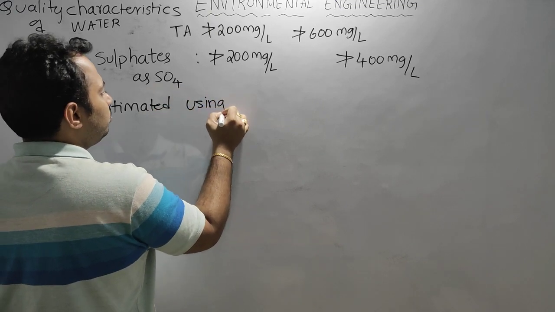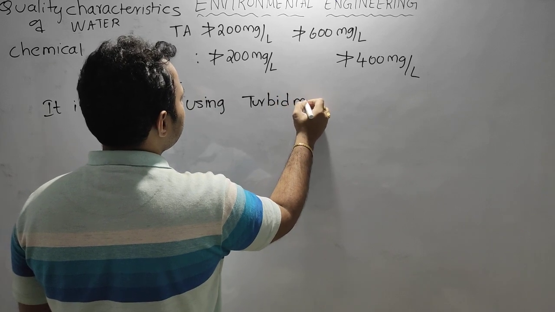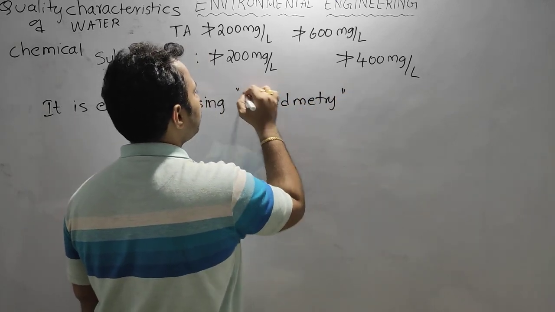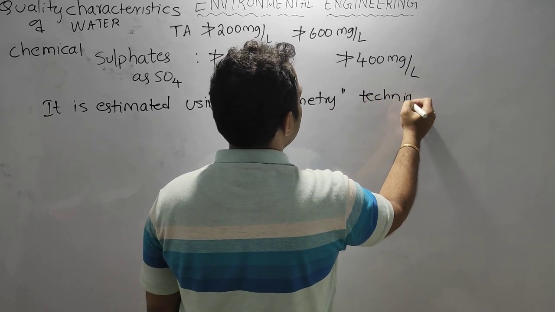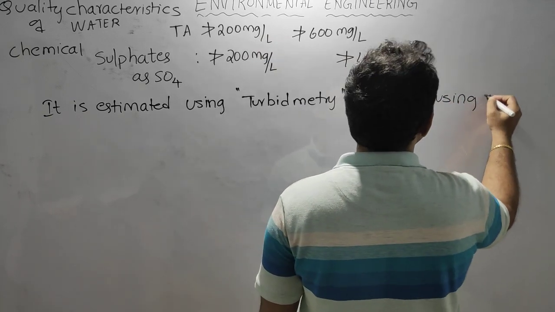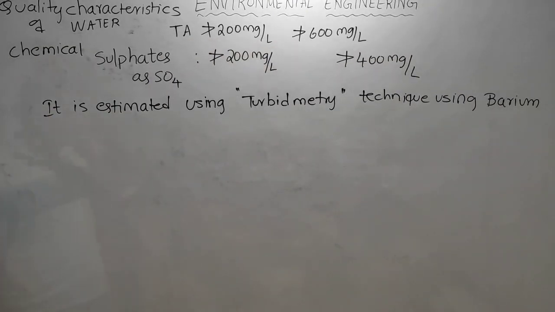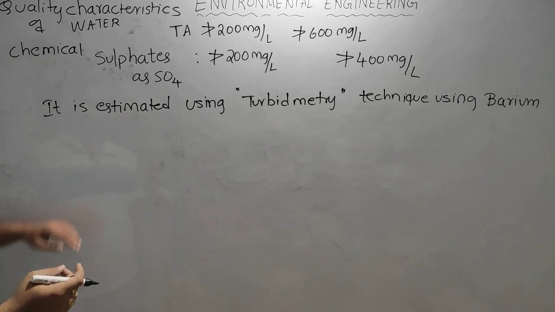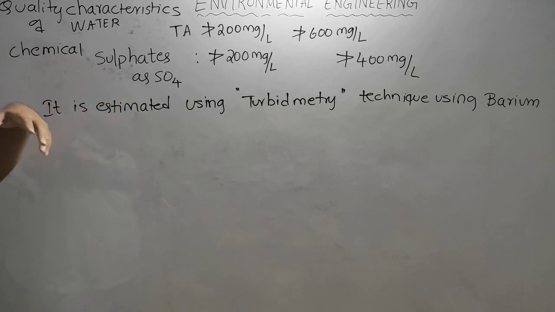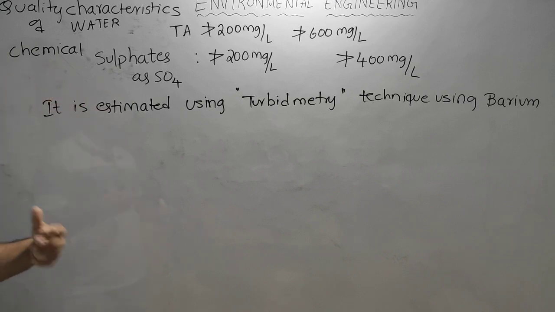Sulfate is estimated using the turbidimetry technique, using barium. Turbidimetry means we determine the turbidity, using light scattering and light absorption techniques. We use these techniques to determine sulfates because sulfate will be present in the form of a precipitate. A precipitate is nothing but suspended or settled matter. This settled matter can be kept under suspension, and we can determine its concentration using turbidimetry techniques. That is how we determine sulfates.